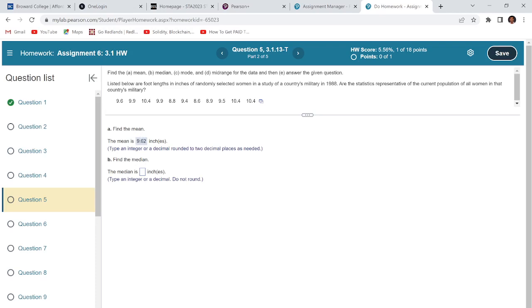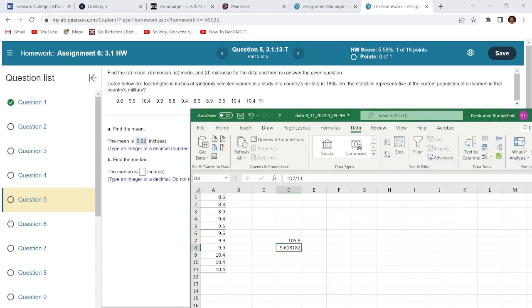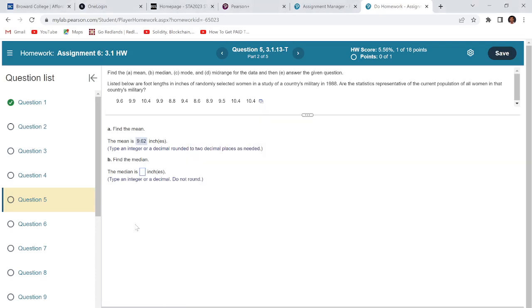So we found the mean. Now we're going to find the median. Median means it's the middle number. As you can see here, there are 11 data, so the middle number would be 9.6, the sixth one. So it's 9.6.